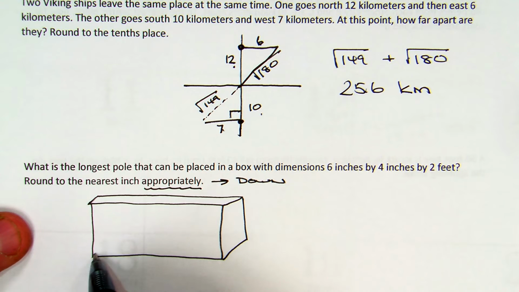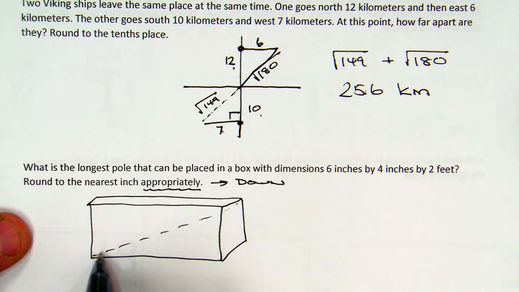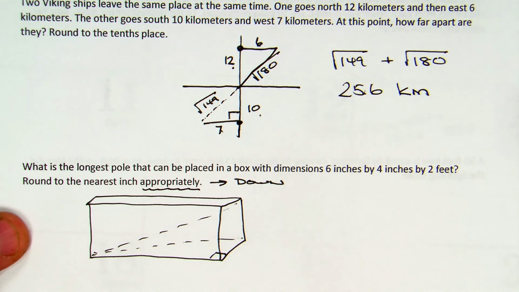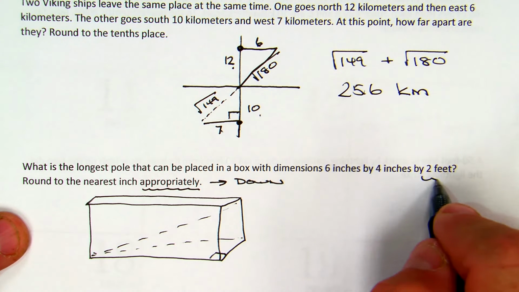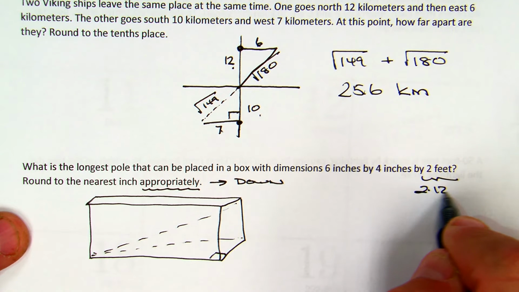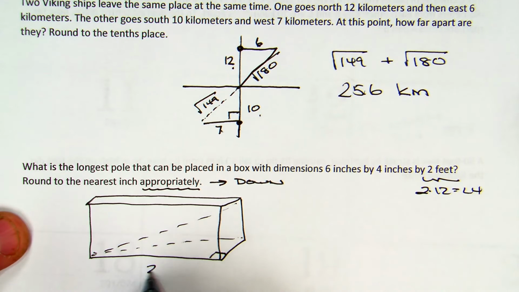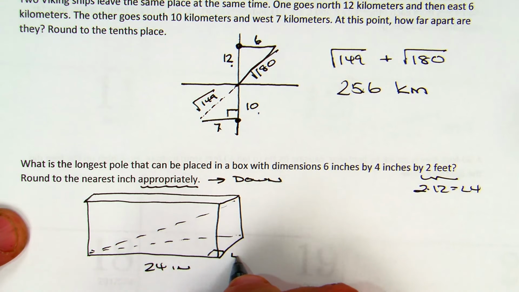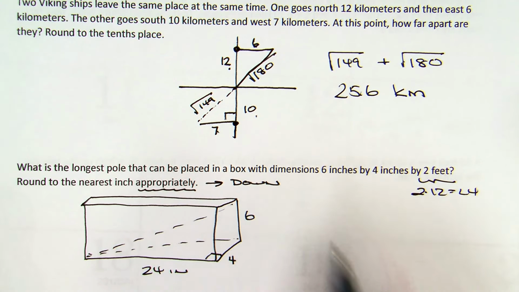And there's the longest pole. And then I draw in the hypotenuse on the ground. 2 feet. 2 times 12 is 24 inches. I can put the 4 inches and the 6 inches. I can put any of them anywhere I want.